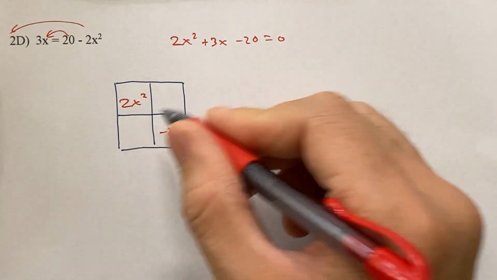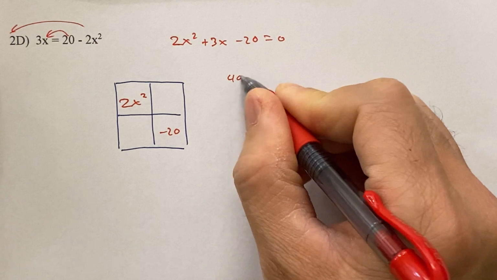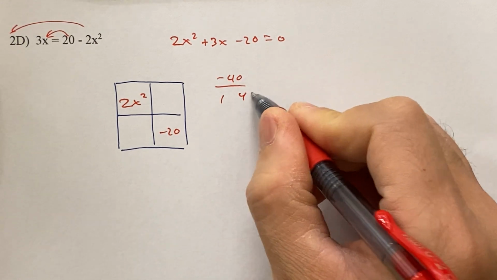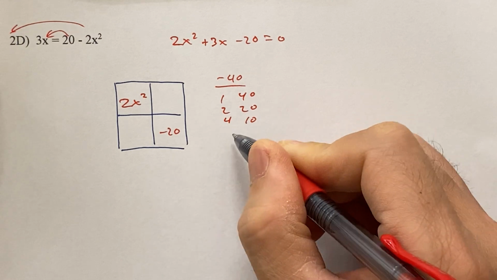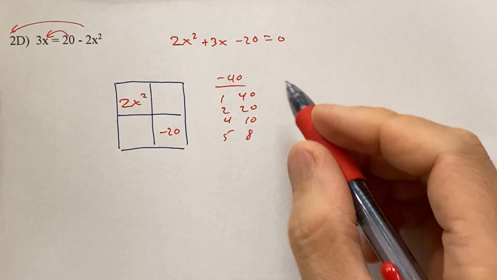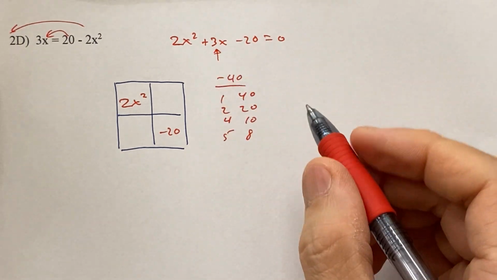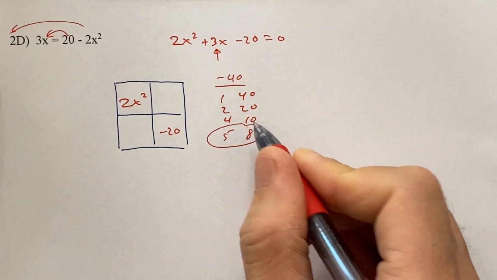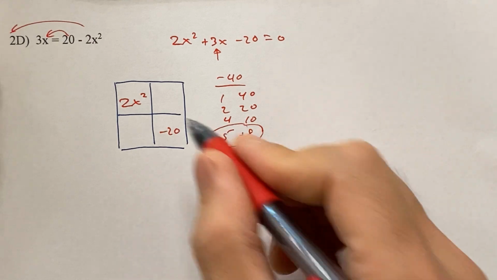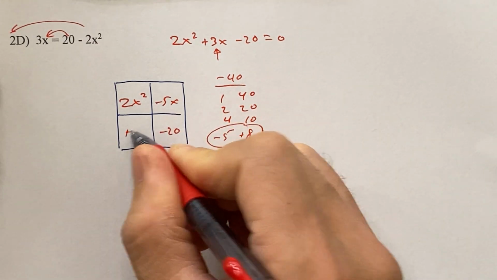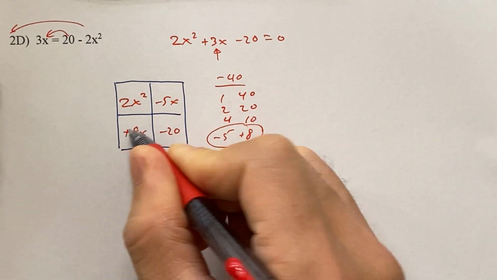Now to get these two to complete the table, I multiply, so that's negative 40. 1 and 40, 2 and 20, 3 doesn't work, 4 times 10, and then 5 times 8. Which one of those could hit this 3 in the middle? This seems like it's the only candidate. So it's negative 5 and positive 8. That would hit that positive 3 in the middle.